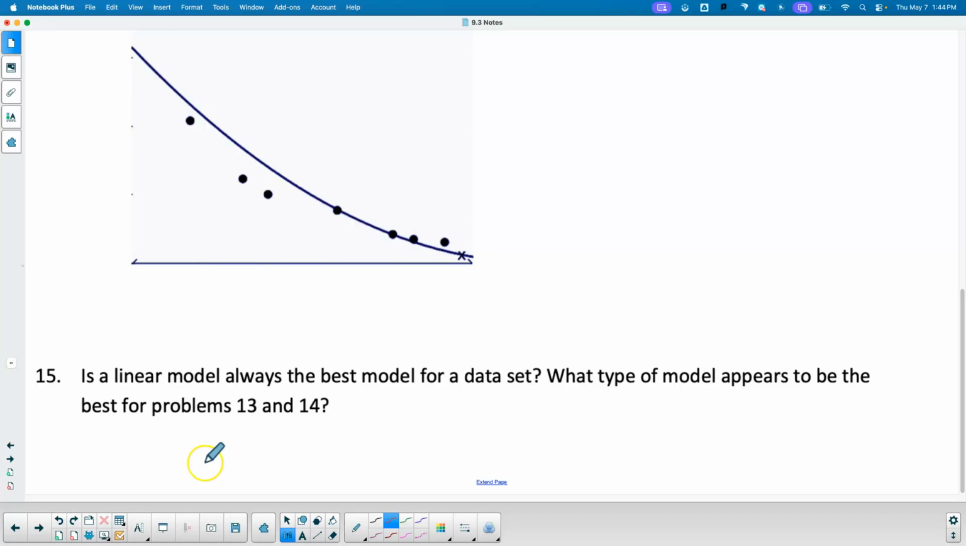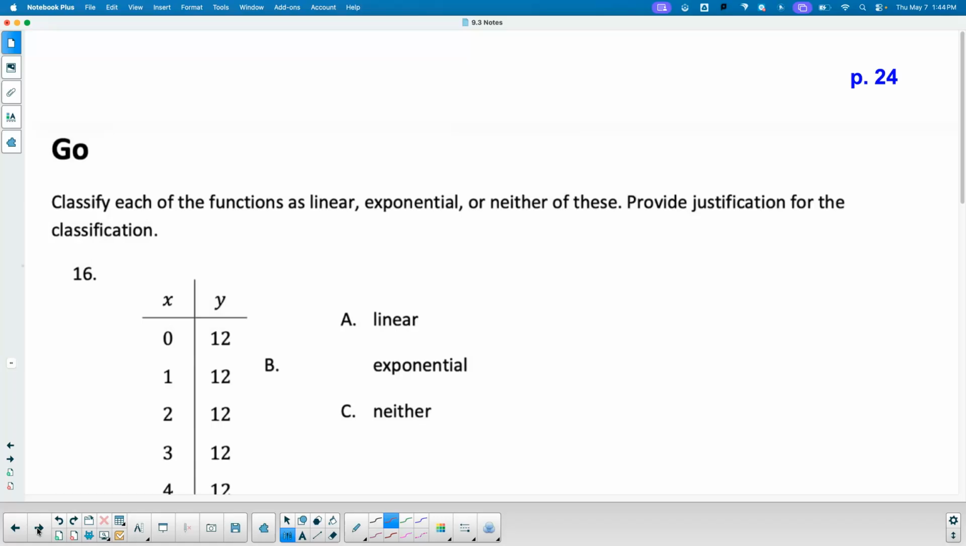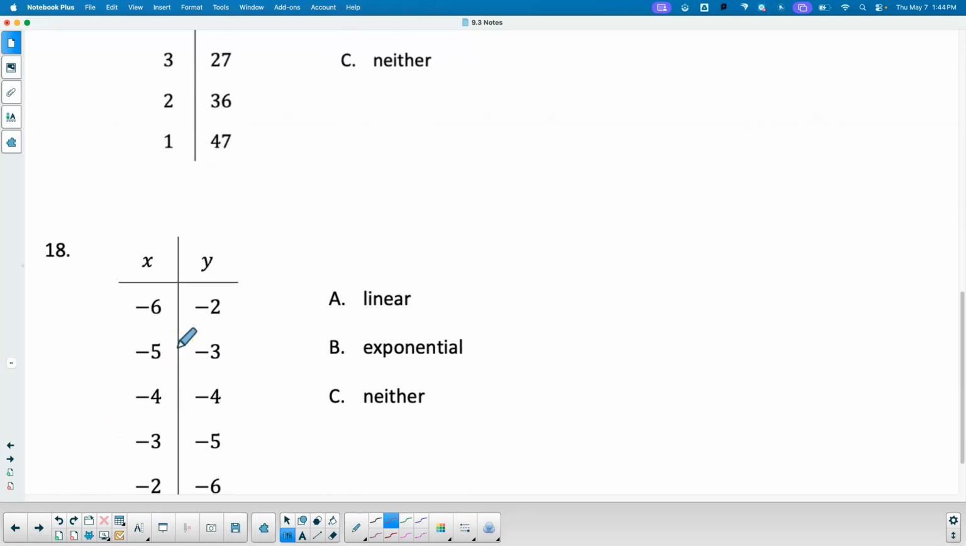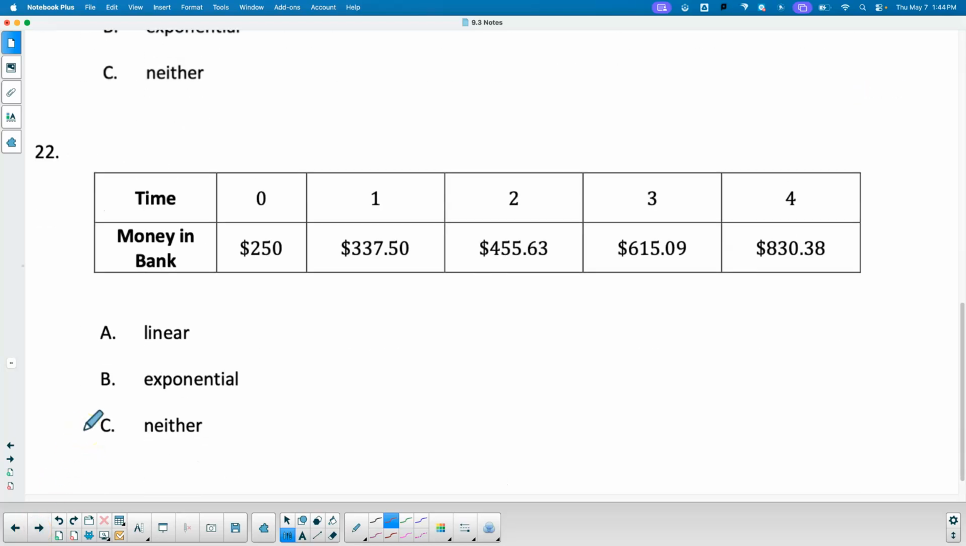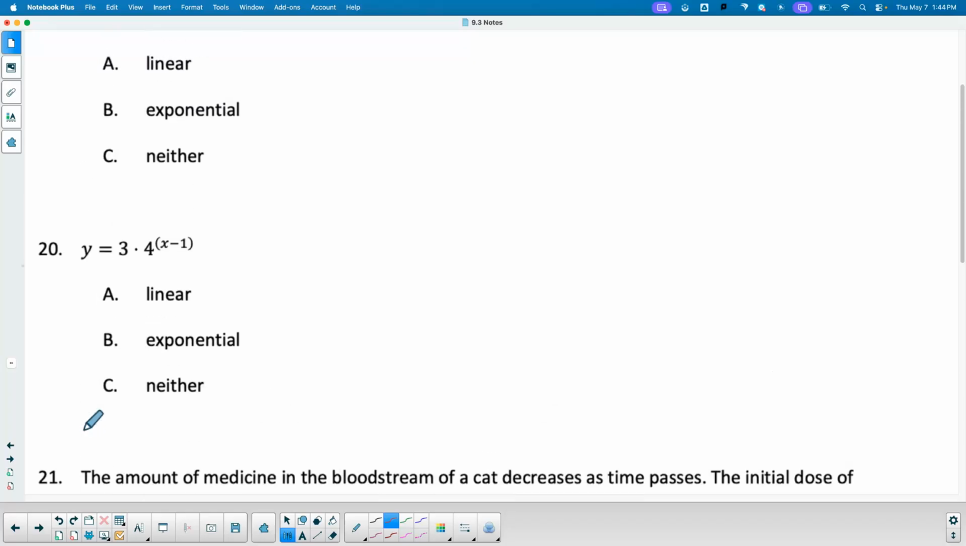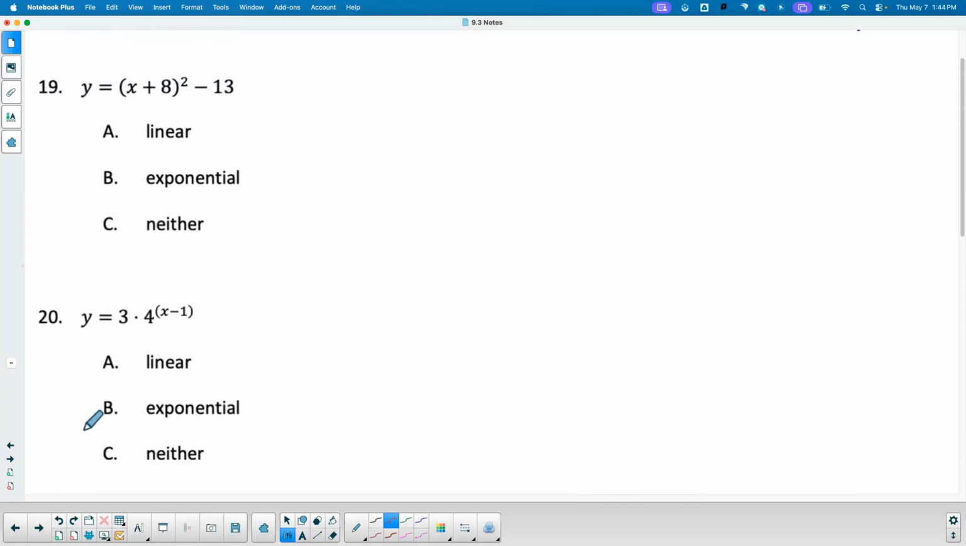Number 15 is a thinking question. Is it always going to be a linear model? Could it be an exponential model? And then 16 through 22, it's asking you if that scenario is linear, exponential, or neither. Any questions on the homework? It is lengthy in terms of pages, about 6 pages long, but it's not lengthy in terms of work. It's a pretty quick homework.